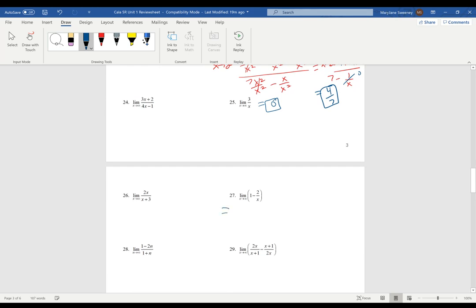27, this is the same as the limit as x approaches infinity. You can separate this, right? Of 1 minus the limit as x approaches infinity of 2 over x. Limit of a constant is the constant, so that's 1. This is 2 over a really big number, which goes off to 0. So my answer is 1.